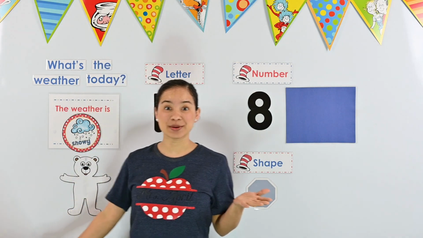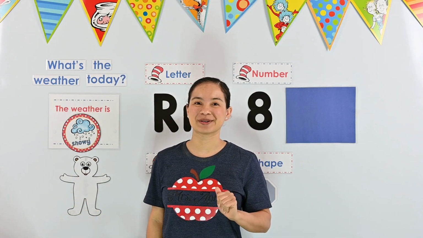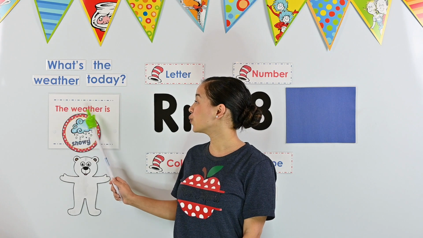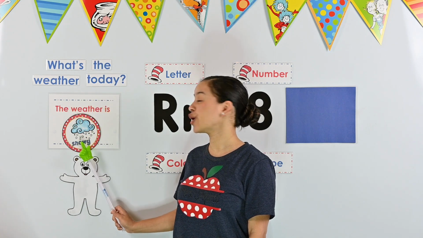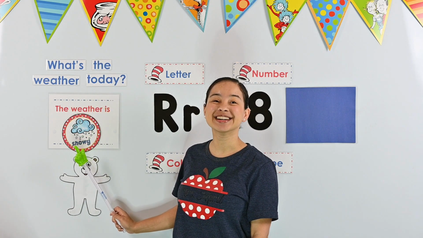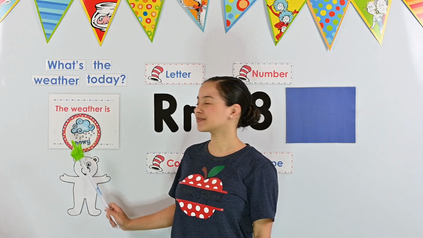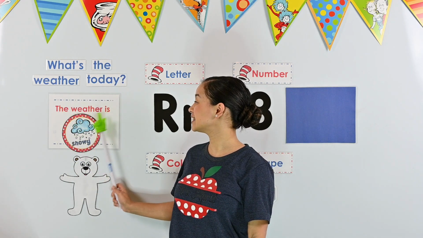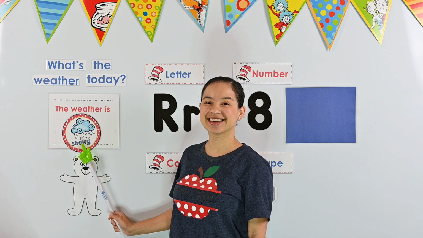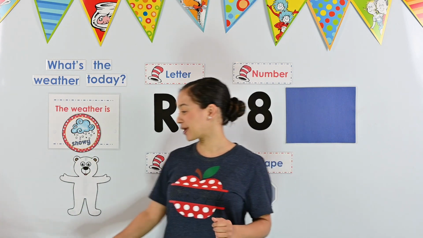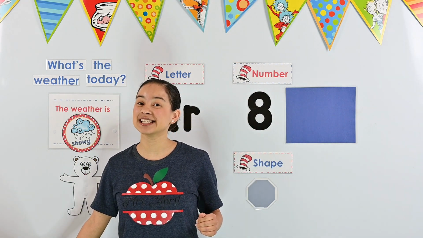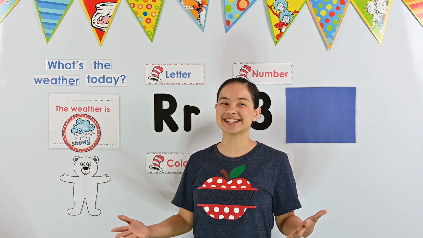Okay, can you help me read today's sentence? Perfect. The weather is snowy. Good. Let's read it one more time. The weather is snowy. Perfect. Okay, now it's time to sing our snowy day song.